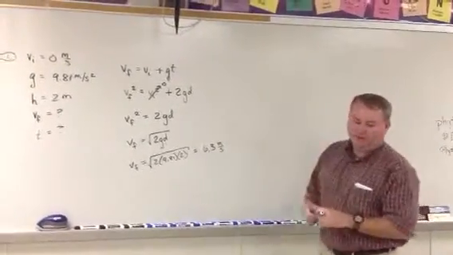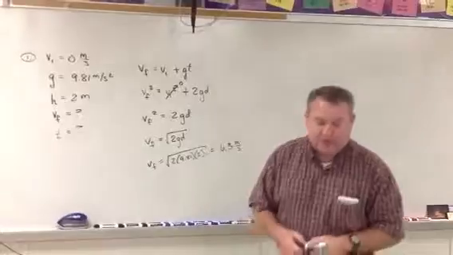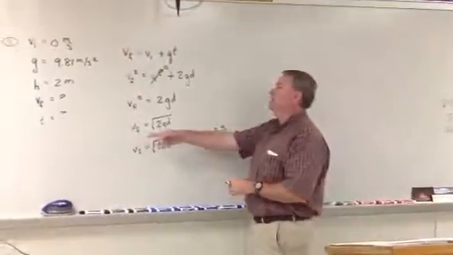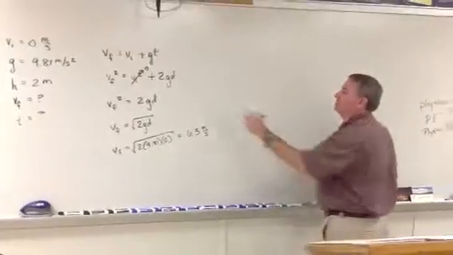Alright, so that's the final velocity. How fast was it going when it hit the ground? 6.3 meters per second. Okay, good. We can solve for the time. Let's go ahead and do that just as an example.